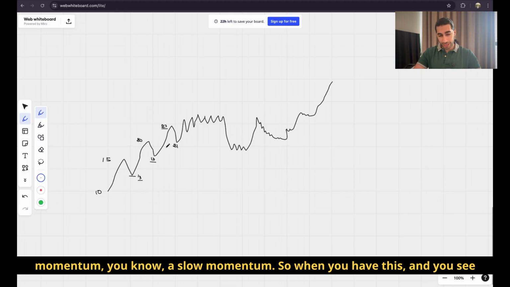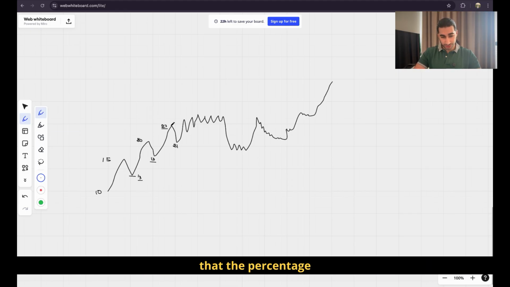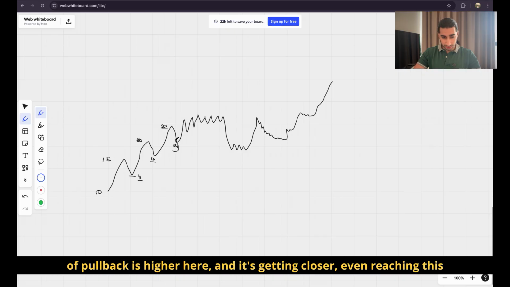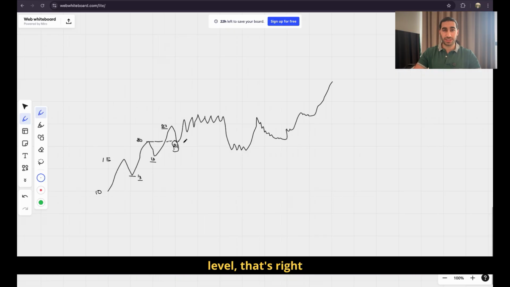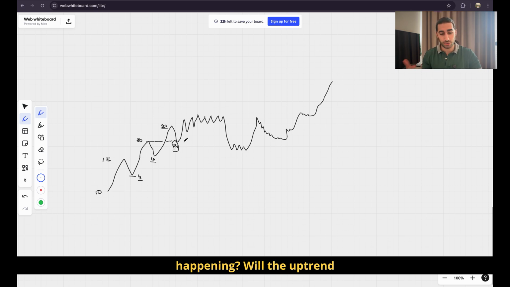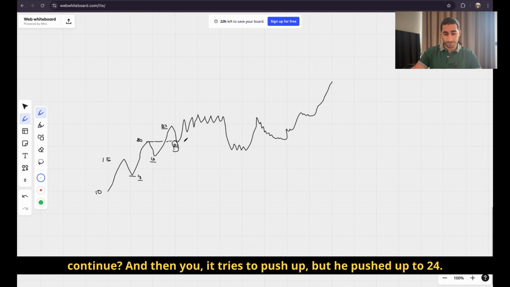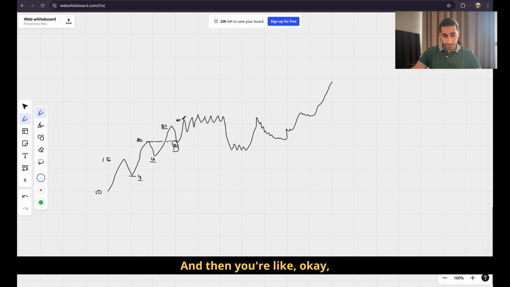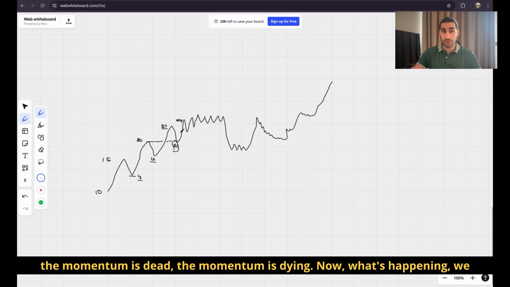So when you have this and you see that the percentage of pullback is higher here and it's getting closer, even breaching this level, that's a red flag for you. You want more information and you're like, okay, what's happening? Will the uptrend continue? And then it tries to push up, but it only pushed up to 24. And then you're like, okay, the momentum is dead. The momentum is dying now.